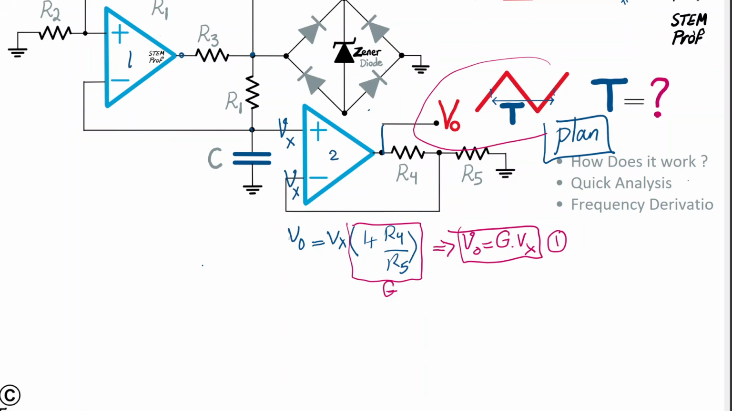If Vout is triangular, then of course a smaller version of it, since the gain is more than 1, obviously, as you can see, is just showing up here. So there's a triangular waveform that is showing up here.